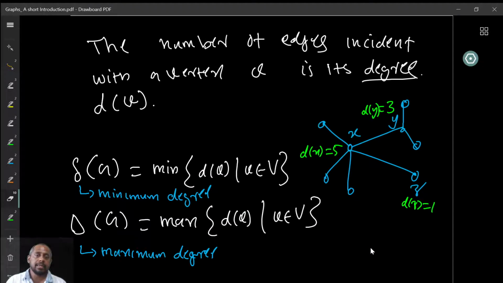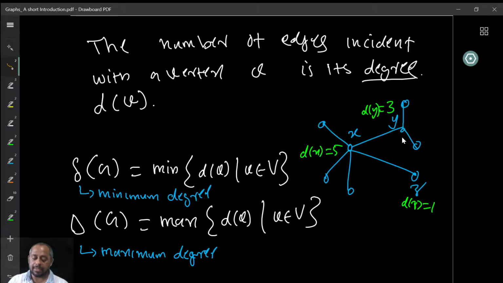Now, the number of edges is an important parameter that we are going to study. The number of edges incident with a vertex is called the degree of the vertex, usually denoted by d of v, unless we need to use a different notation, when we will mention it. So d of v is the degree of v. In this graph, for example, the degree of the vertex x is 5 because it has all these 5 edges incident with it. So therefore the degree is 5.